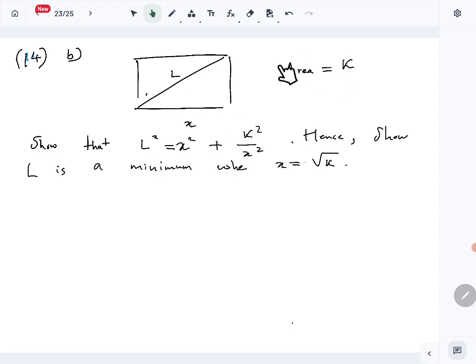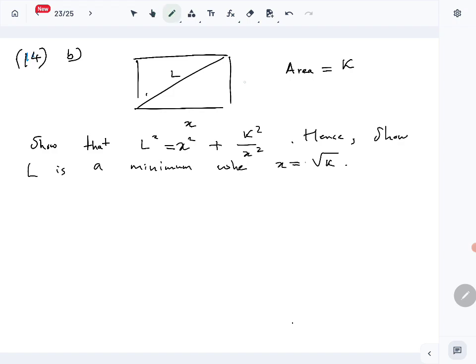and the area of this rectangular shape plot of land is equal to k. And we are first asked to show that L squared is given by this expression. Then we have to show the length of the fence is a minimum, that is L is a minimum when width is equal to square root k, right?